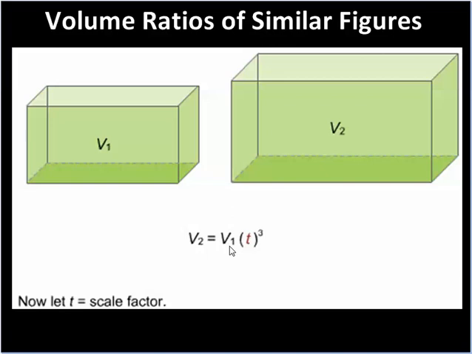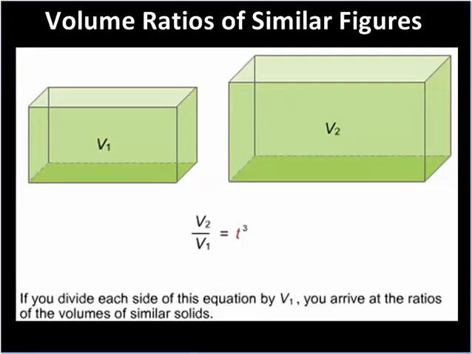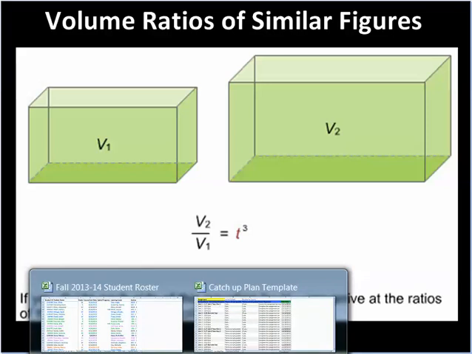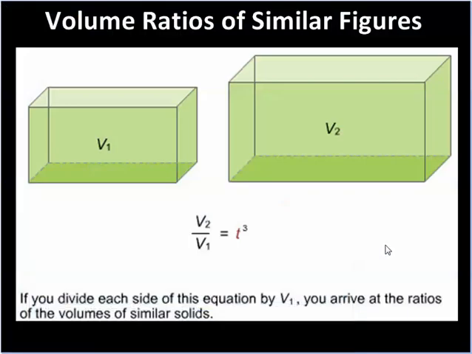Now what we're going to do is get that T cubed all by itself. In order to do that, we're going to divide both sides of the equation by V1. Remember, that's how you get the variable alone. So it's going to look like this. If you divide each side of the equation by V1, you have a ratio of the volumes. We've now developed a formula for the ratio of volumes.